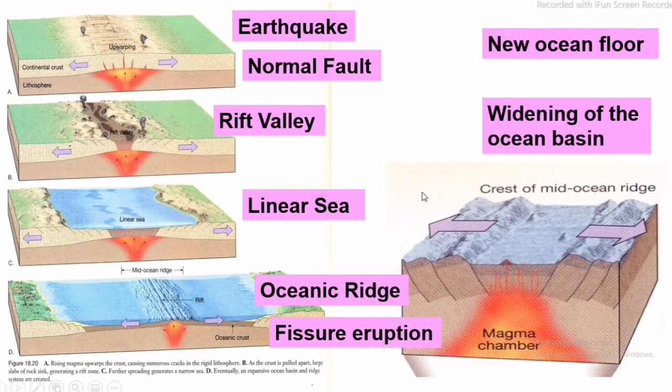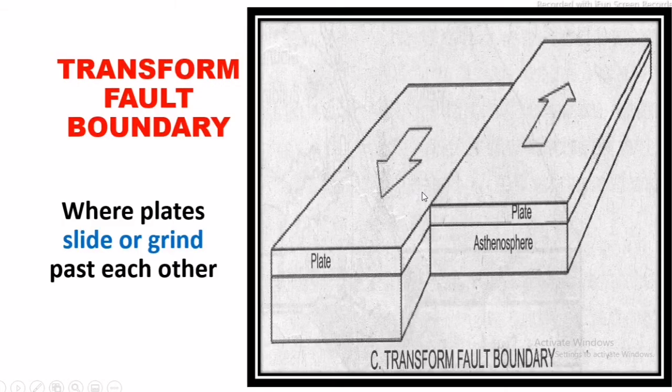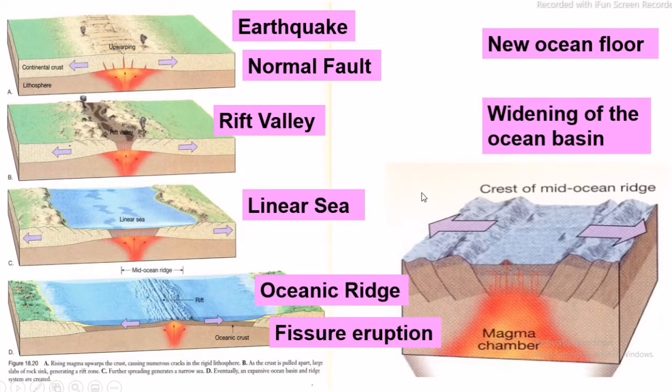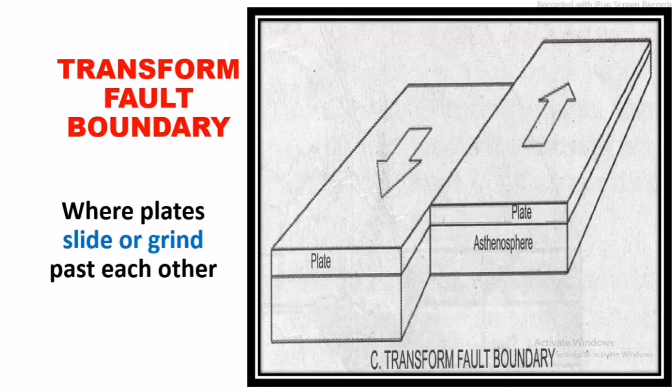So palawak na siya ng palawak. Ayan. So that is divergent plate boundary. Again, divergent plate boundary where two plates are moving apart, moving away from each other. Divergence. So the third type of plate boundary is transform fault boundary.